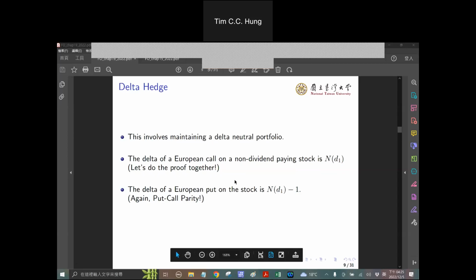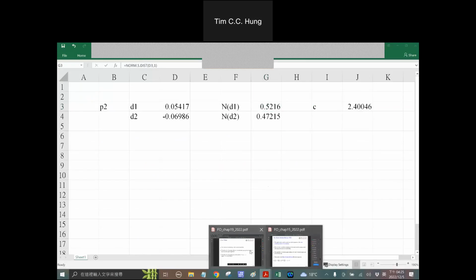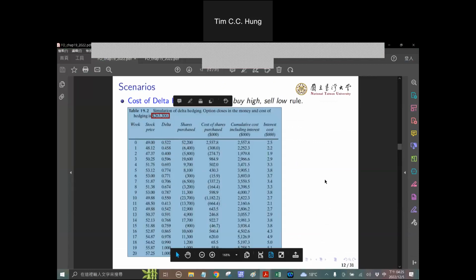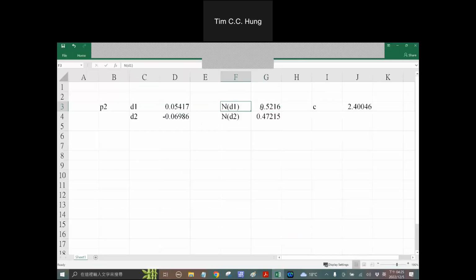So that's the derivation of why the delta of a European call option equals N of d1. Finally, we see that the delta of a call option, which is partial C over partial S0, equals N of d1. Yeah, I made it. And you can reconfirm it once again by looking at our example. In the previous example, on week 0, the delta of the entire portfolio is 0.522. And that is also the case for N of d1.